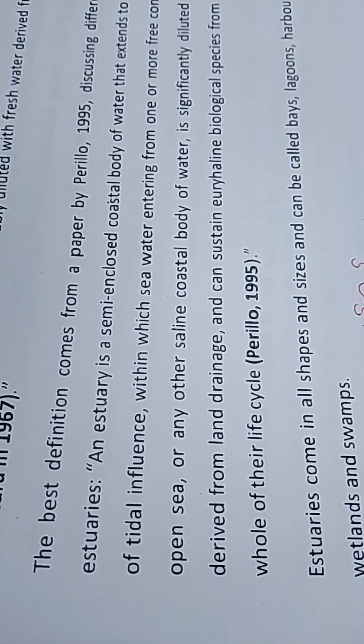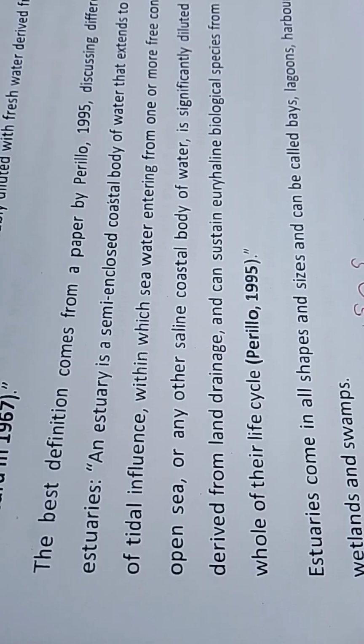Estuaries come in all shapes and sizes and can be called bays, lagoons, harbors, inlets, sounds, wetlands, and swamps. Characteristics of estuaries. Estuaries are shallow and the water is brackish, a mixture of freshwater and saltwater. They are the transition from land to sea and freshwater to saltwater. They are extensive intertidal areas including salt marsh, mud flat, and sand flat. There is a gradual change of temperature and salinity in estuaries.